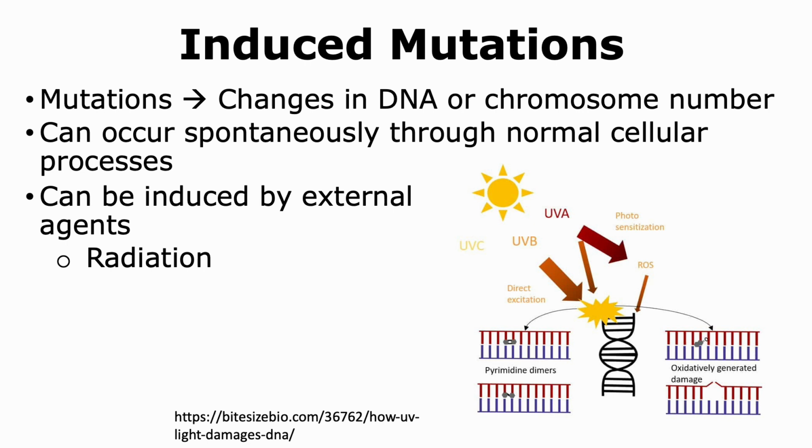Mutations can also be induced by external agents like radiation. The ultraviolet light that comes from the sun can cause damage to the DNA and thereby induce mutations. In addition to ultraviolet light, we can also have other types of radiation like X-rays and gamma rays that can also damage the DNA and induce mutations. In addition to radiation, other agents like chemicals can also cause mutations in the DNA of a cell.